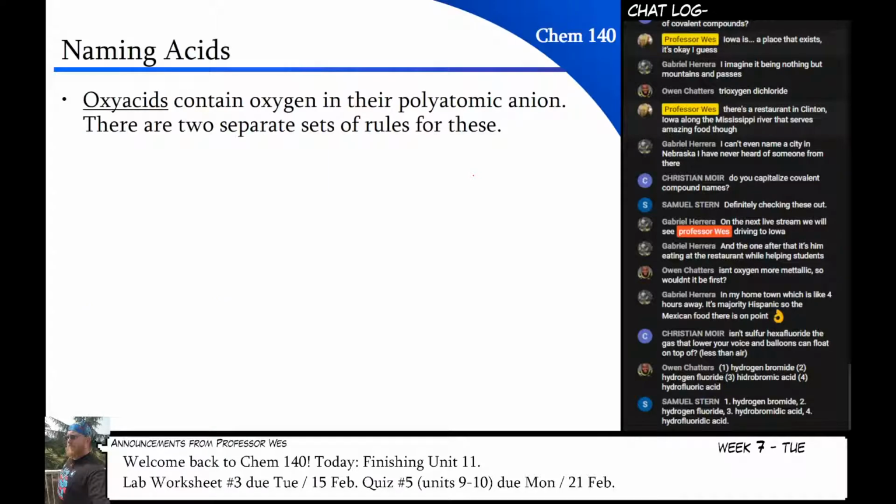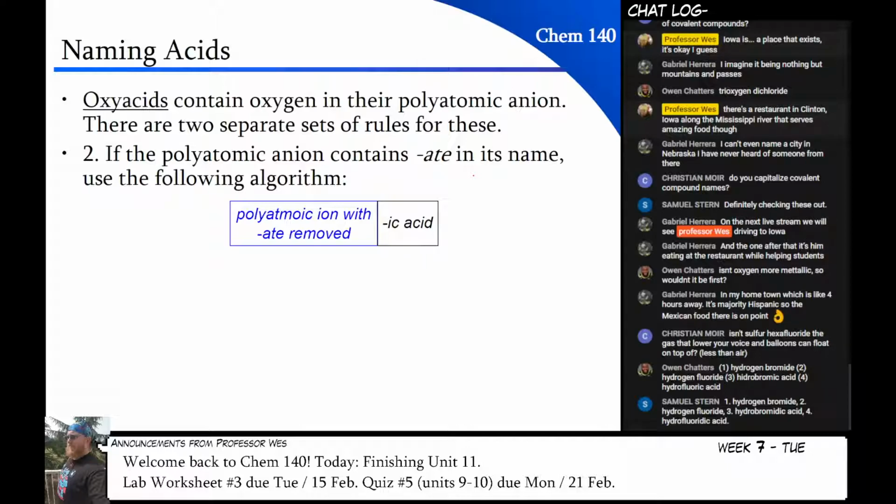Let's look at rule number two. Rule number two, and also rule number three, are for oxyacids. An oxyacid has some polyatomic ion in it, and one of the elements in that ion is oxygen. You'll notice that in the polyatomic ions list, there are tons and tons of polyatomic ions, and they're all derivatives of oxygen, right? Like they have 2, 3, or 4 oxygens in them, maybe 1 in some cases. And they all have similar sounding names, and all of the names end in one of these suffixes, ate or ite.